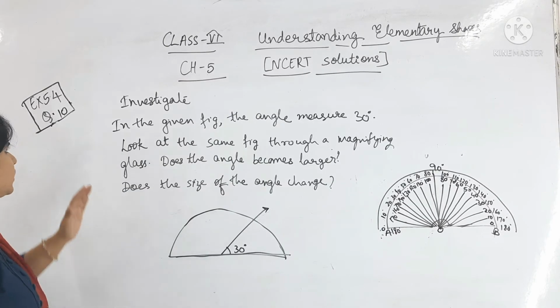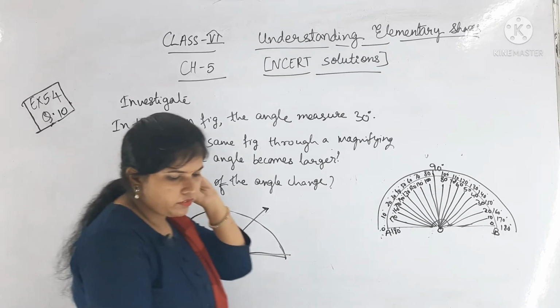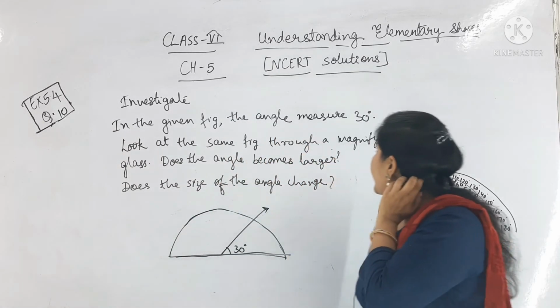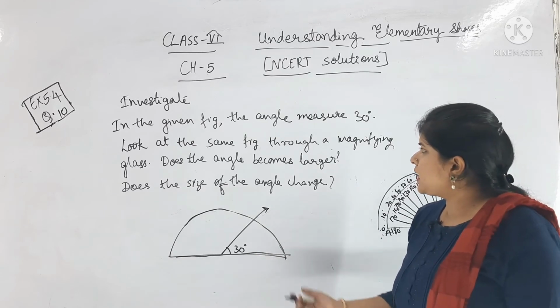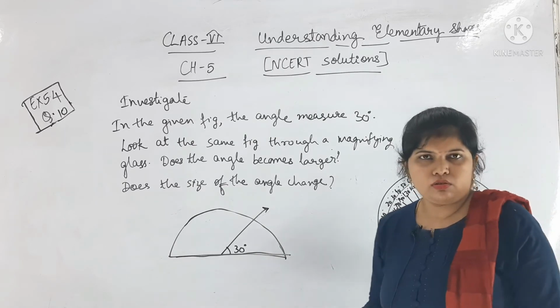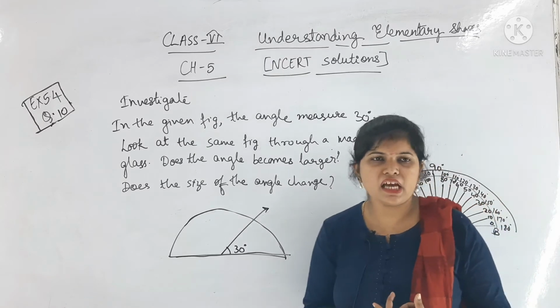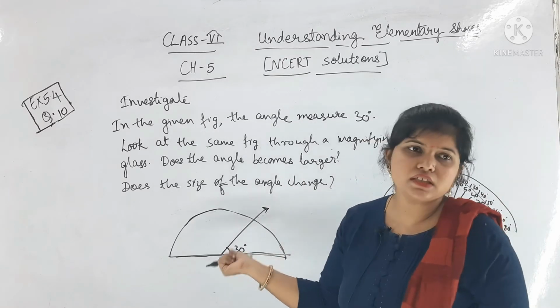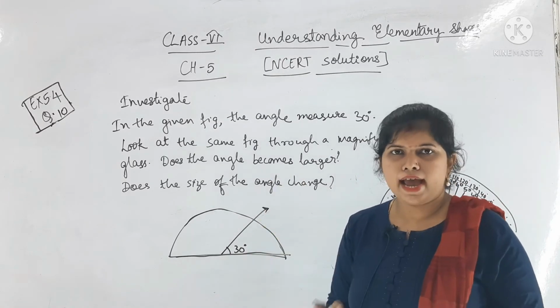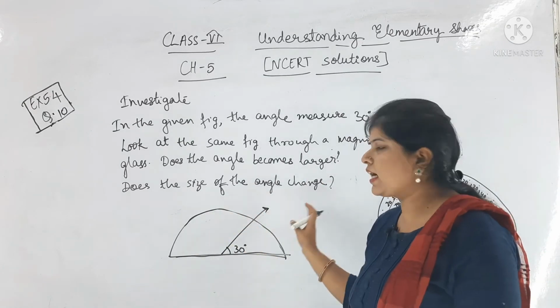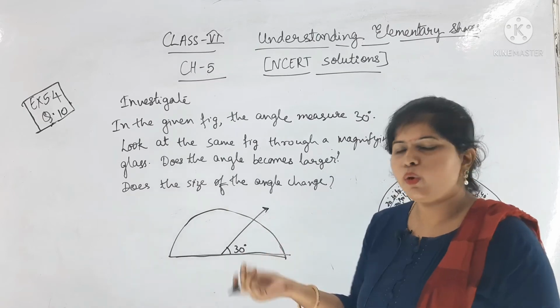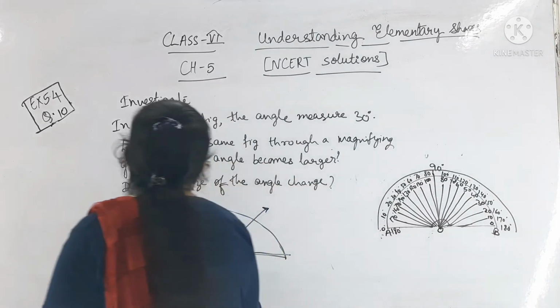Okay students, let's see question number 10 here. In the given figure, it is written that the angle measures 30 degree. Look at the same figure through a magnifying glass. If you have a magnifying glass, it will not change the angle. So you only have to write, the size of the angle does not change by viewing through a magnifying glass.